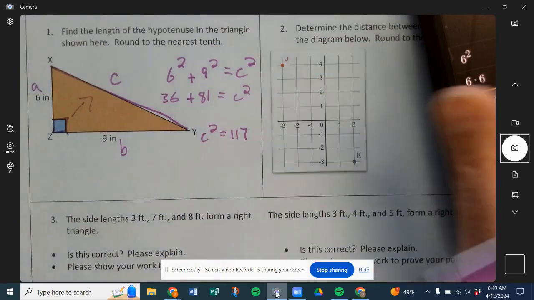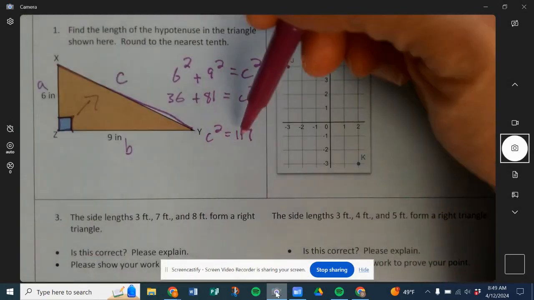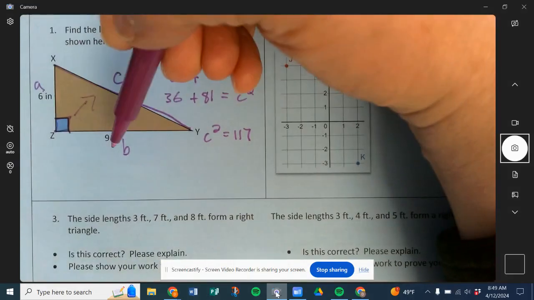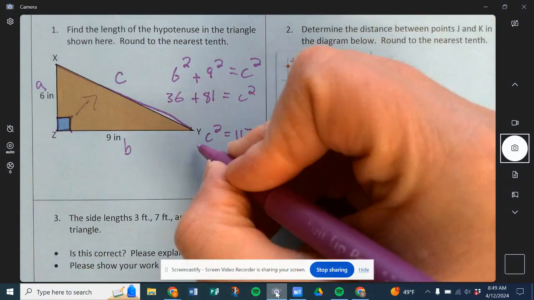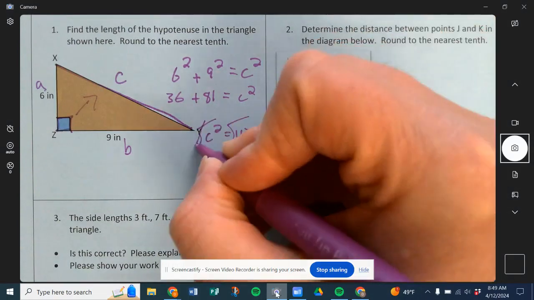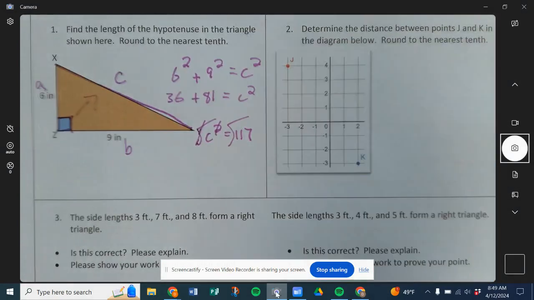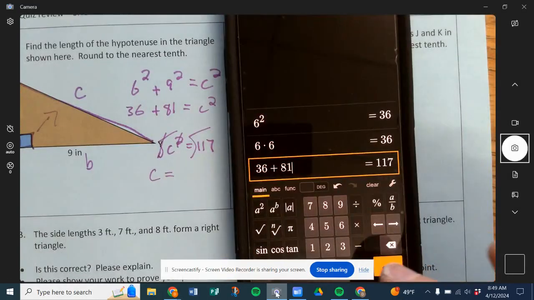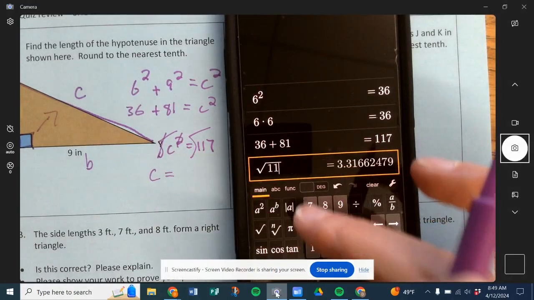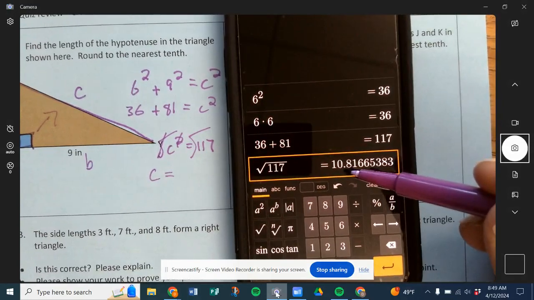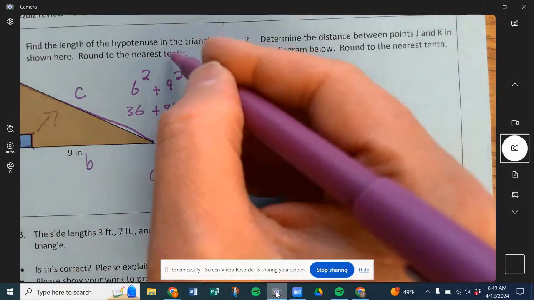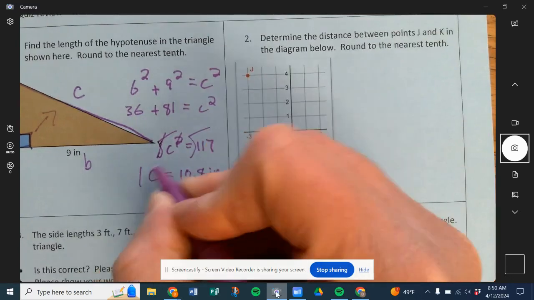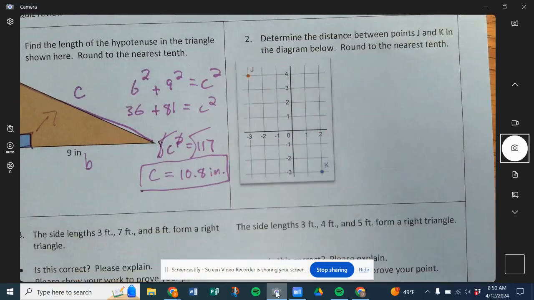Now, you might be tempted to be done at this point, but realize that 117 for this length doesn't make sense with these sides being 6 and 9. It's just way too big. So what you have to do is square root here and here, and that's going to get rid of the little 2 and leave your C value all alone. So you're going to square root 117, and we're going to get 10.8 if we round to the nearest tenth. So 10.8 inches. Make it obvious that that is your answer by circling it or boxing it.